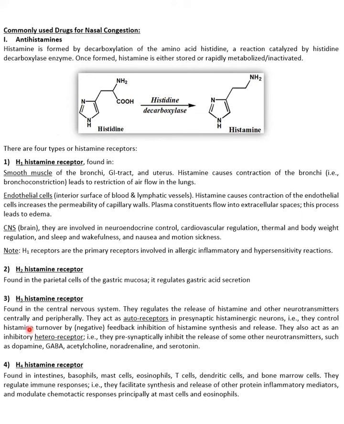The second type of the histamine receptors are H2 receptors. They are found into the parietal cells of the gastric mucosa, and they regulate the release of the gastric acid. In fact, as we will see, in order to treat gastric acid reflux, we will be using products like H2 histamine receptors inhibitors or antagonists.